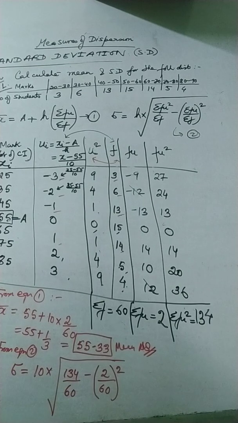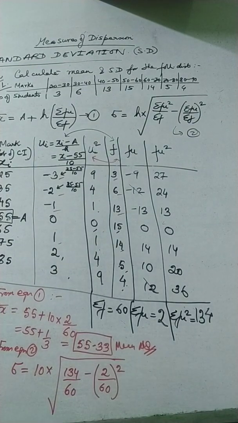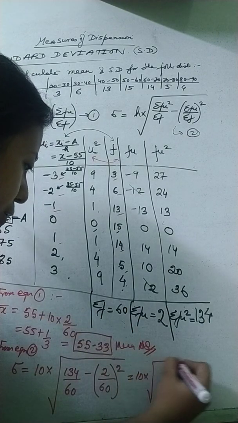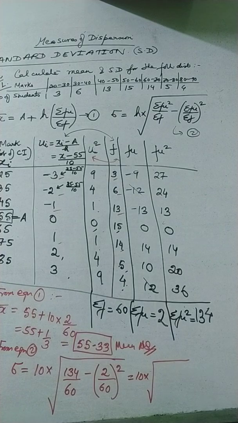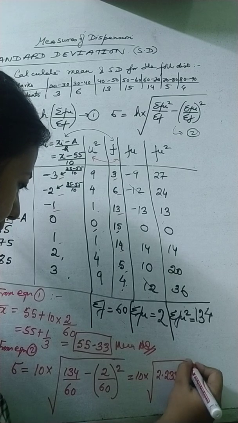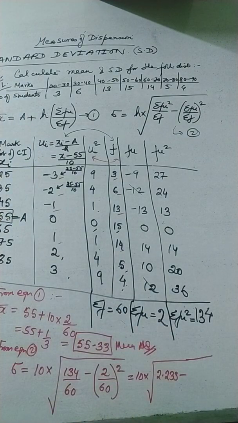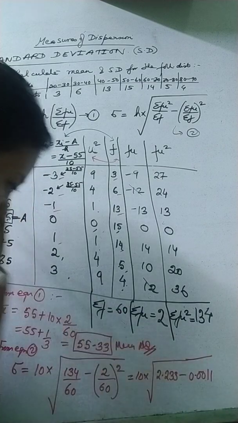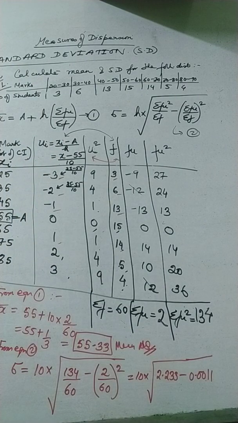So it gives me, take at least 3 places of decimal. So this is 10 into root over 134 by 60. It will give you around 2 point something, 2.233. And this is 2 by 60, that is 1 by 30, so that will give you something around 0.0011 after taking the square. You have to show every step of working, even though you are doing it with your calculator.